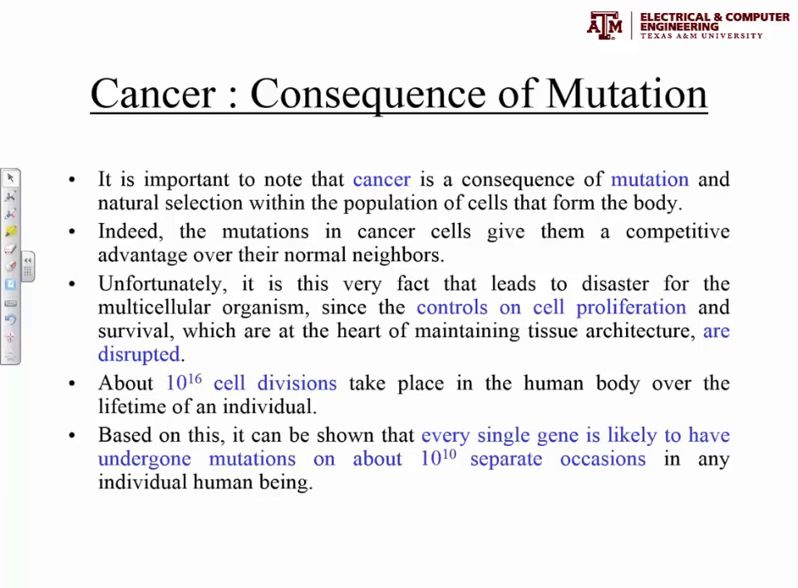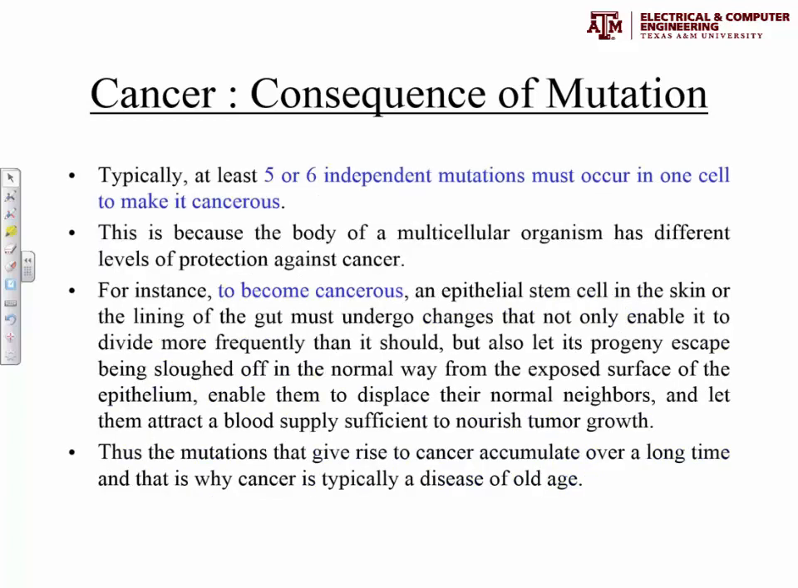About 10 to the power of 16 cell divisions take place, and I don't know how they came up with the math, okay, but 10 to the power of 16, that is a big number, right? Cell divisions take place in the human body over the lifetime of an individual. And based on this, they can do the math, and you guys should do it, because you're the people with the quantitative skills. You can do the math and show that every single gene in the genome is likely to have undergone mutations on about 10 to the power of 10 separate occasions, right? In any individual human being, right? So there's no point in worrying about this. The mutations are happening, okay? But hopefully the repair mechanisms will kick in, right?